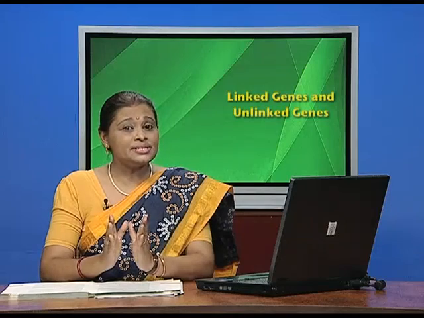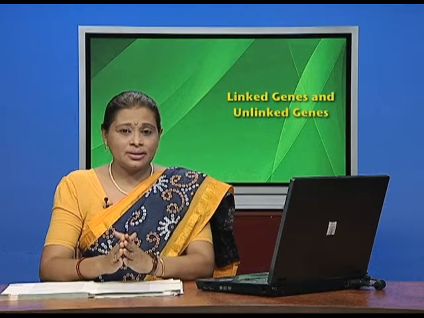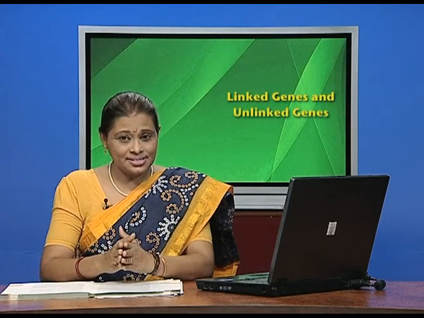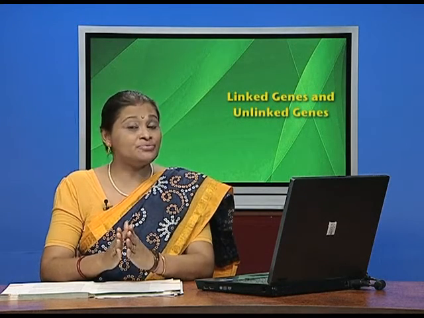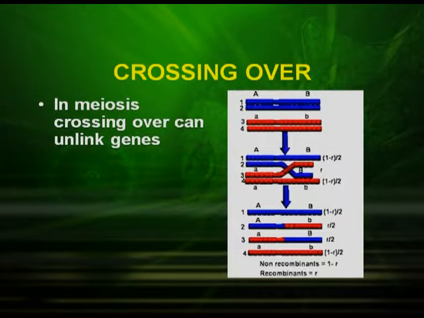Yes, the answer is crossing over. Now, you have studied meiosis. Can you recall when it occurs? Yes, it occurs in prophase 1 of meiosis 1. During meiosis, crossing over takes place at the pachytene stage, and that could unlink the genes, where the crossing over takes place between non-sister chromatids, the genes are reshuffled and new genetic recombinations are produced.